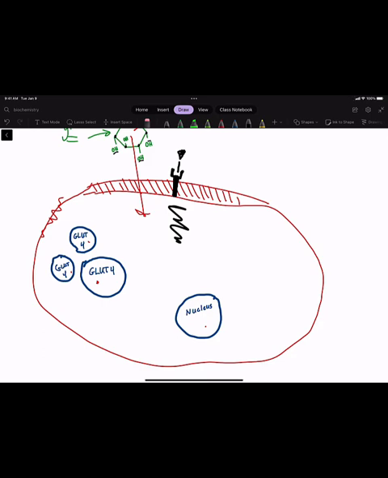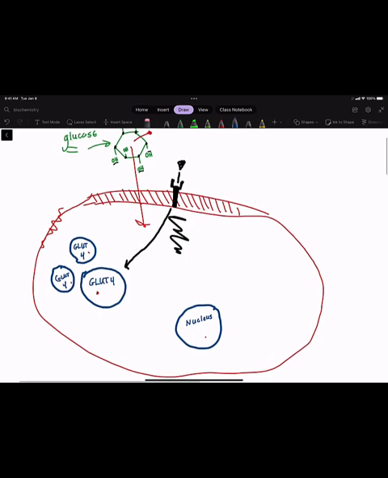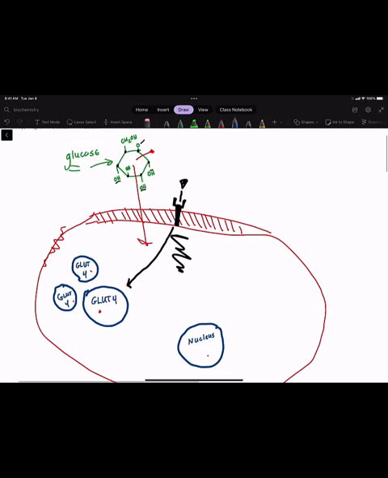But eventually what happens is insulin and the receptor are going to communicate with these GLUT4 vesicles. These GLUT4 vesicles are going to move up to the membrane like this. They're going to sit in the membrane here, and they're going to bring glucose inside.